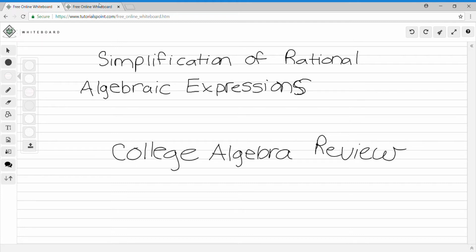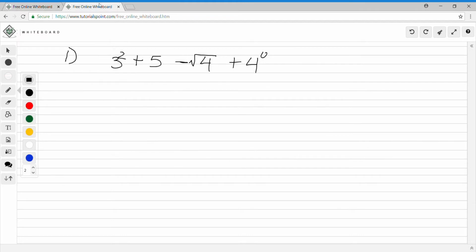So we're going to do our first problem, which says we have 3 squared plus 5 minus square root of 4 plus 4 to the 0 power. So we've got to simplify these. Before I simplify, I'm going to use this rule called PEMDAS. So basically, it's just the order of operations.